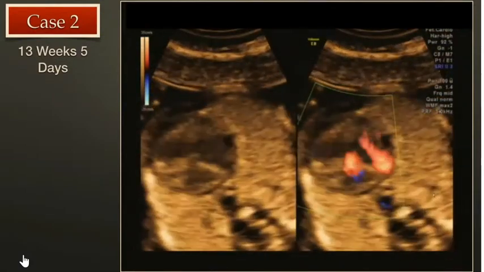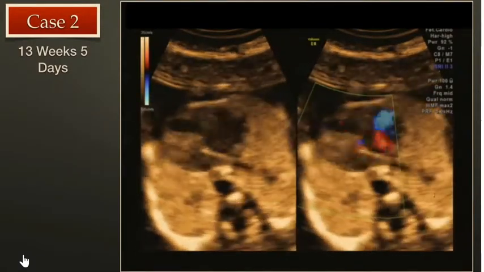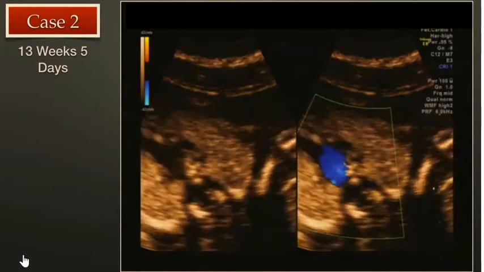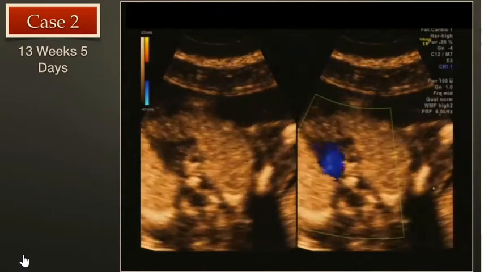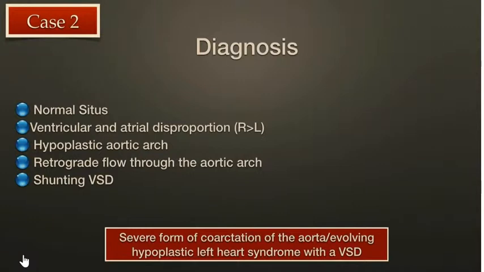What else do you see in this clip? Did you see the ventricular septal defects located in the mid and basal part of the interventricular septum? What's wrong with this tracheal view? This shows the retrograde flow through the transverse arch. These are the results of the analysis: normal situs, ventricular and atrial disproportion, hypoplastic aortic arch, retrograde flow through the aortic arch, and shunting ventricular septal defects.